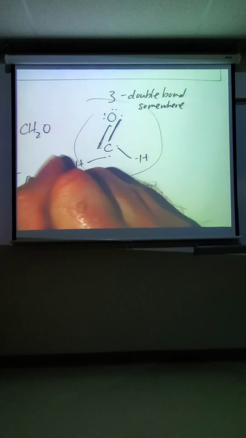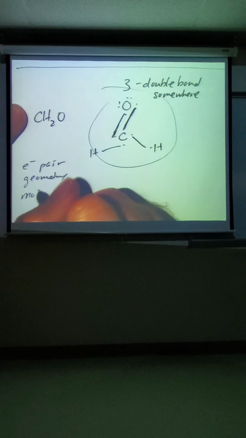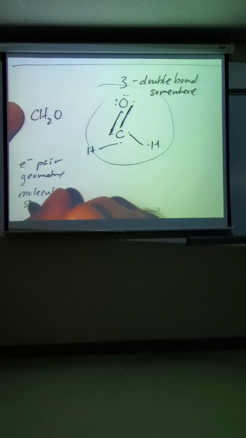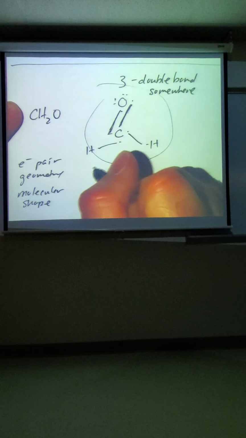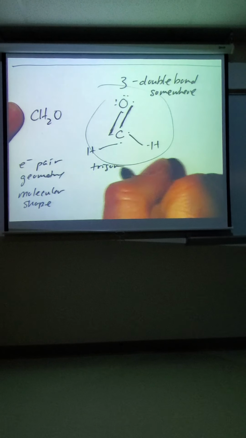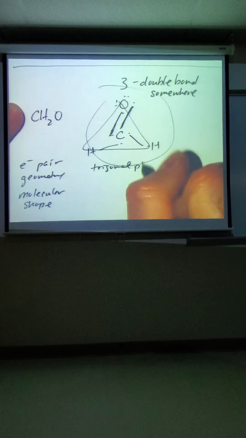So the electron pair geometry and the molecular shape are the same here because there's no lone pairs on carbon. They're all connected. So we call this trigonal because it shapes what looks like a triangle. So trigonal, but it's also flat, so it's called trigonal planar.